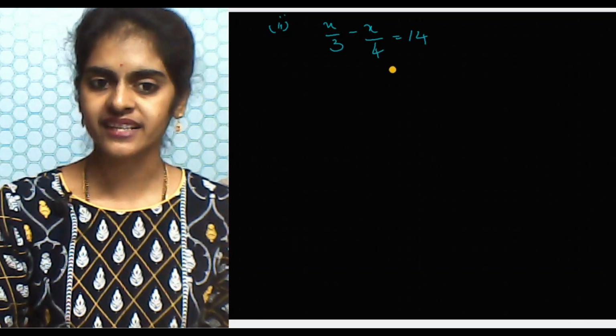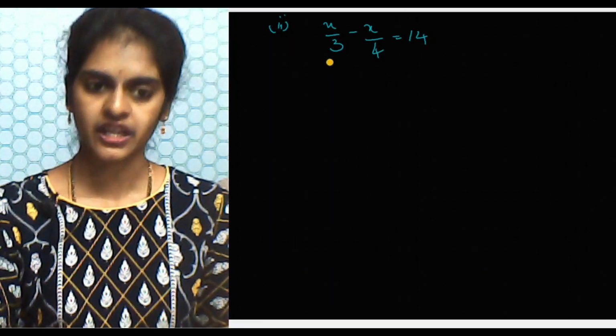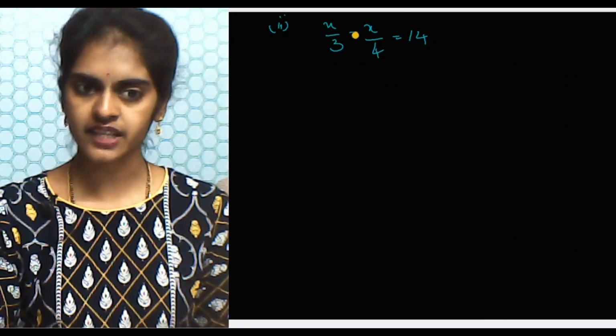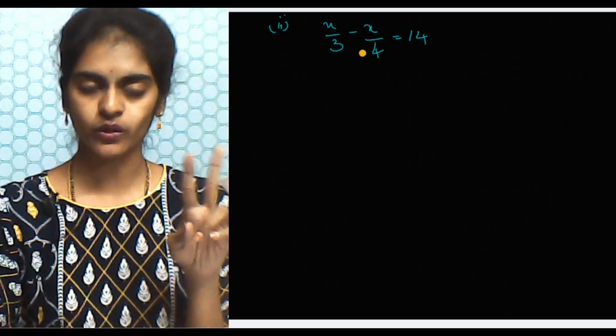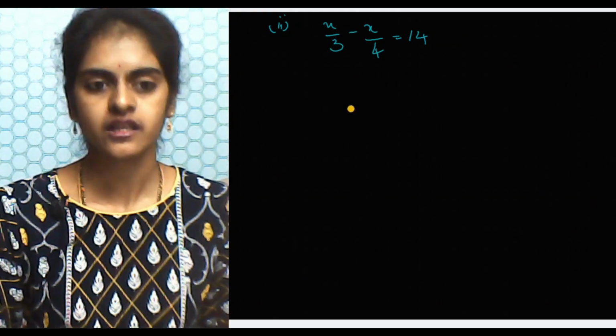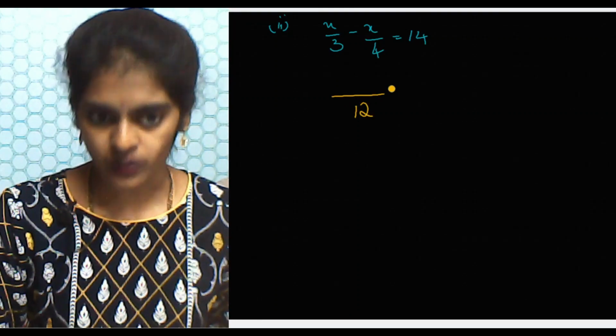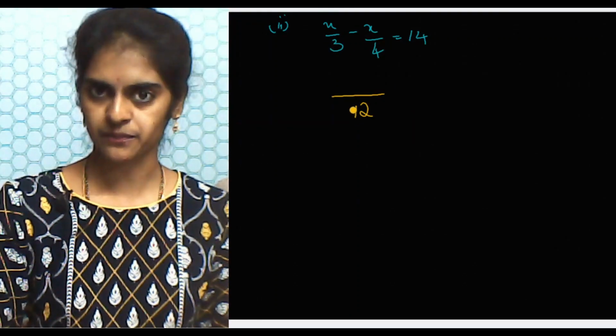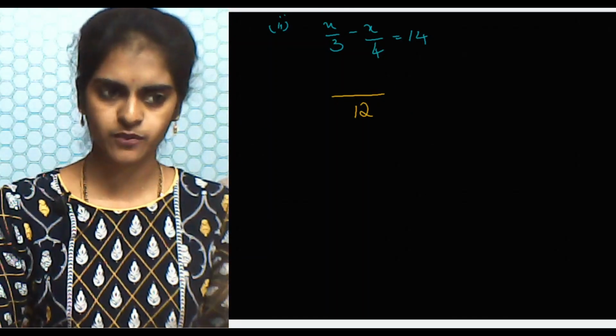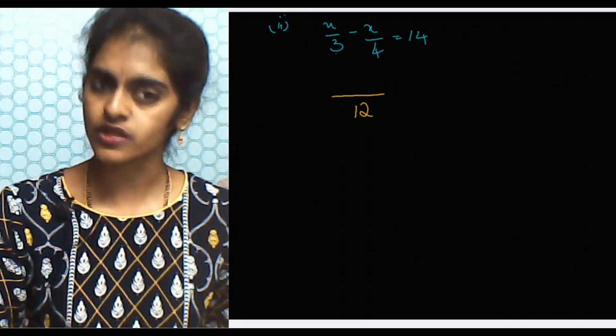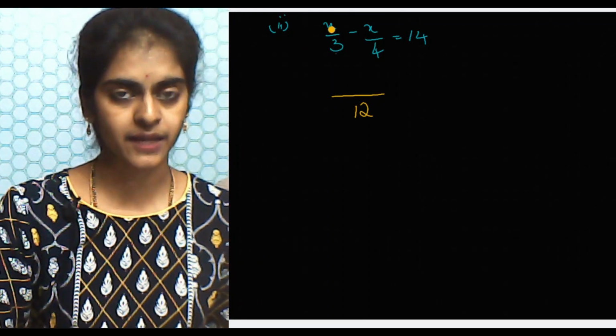x by 3 minus x by 4 is equal to 14. So here you have x as a variable and x is in two terms. Okay, so let us solve this. Let us take the LCM. LCM of 3 and 4 is 12. Similar to the last problem I told you. So 3 4s are 12, so the numerator also will multiply by 4.